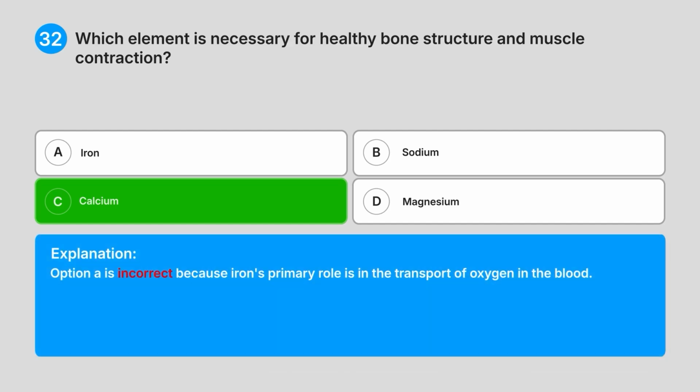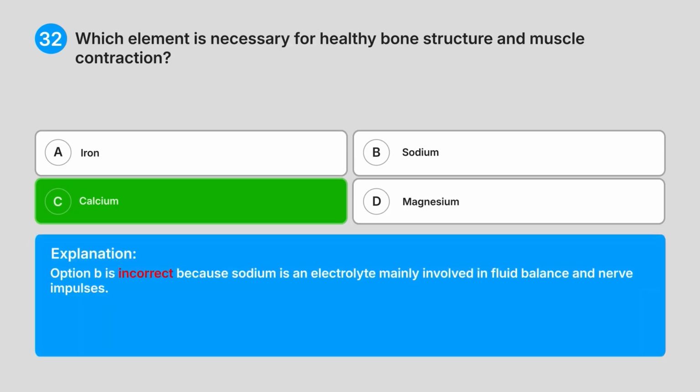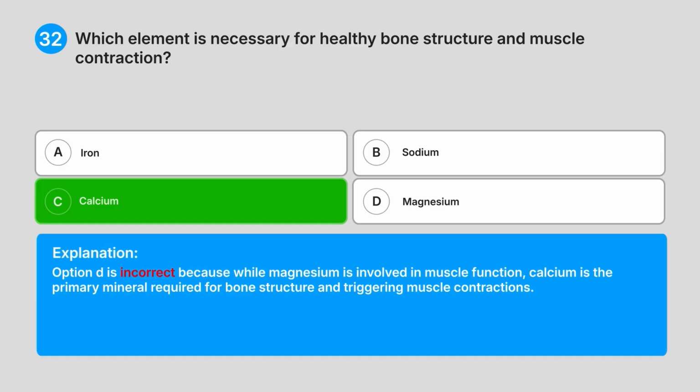Option A is incorrect because iron's primary role is in the transport of oxygen in the blood. Option B is incorrect because sodium is an electrolyte mainly involved in fluid balance and nerve impulses. Option D is incorrect because while magnesium is involved in muscle function, calcium is the primary mineral required for bone structure and triggering muscle contractions.